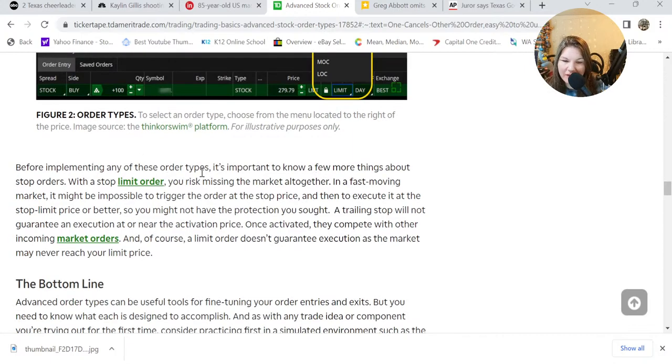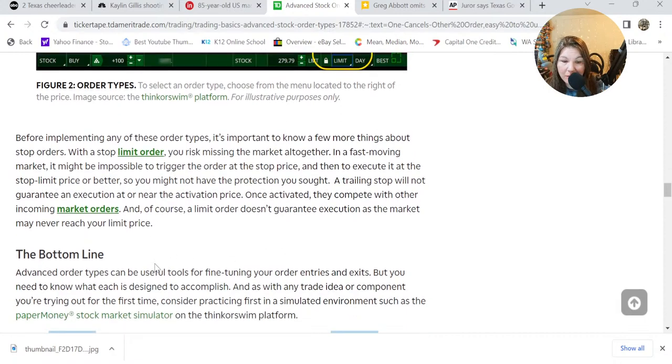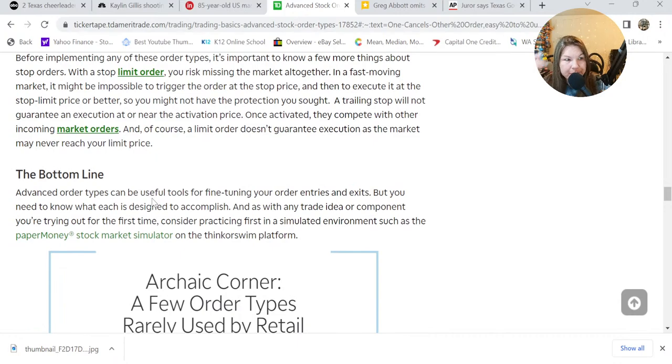Before implementing any of these order types, it's important to know a few more things about stop orders. With a stop limit order, you risk missing the market altogether. In a fast-moving market, it might be impossible to trigger the order at the stop price, and then to execute it at the stop limit price or better, so you might not have the protection you sought. A trailing stop will not guarantee an execution at or near the activation price. Once activated, they compete with other incoming market orders. And of course, a limit order doesn't guarantee execution, as the market may never reach your limit price.